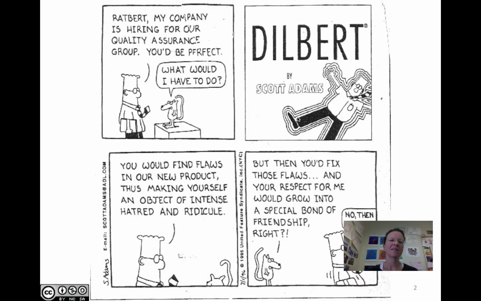So let's start with a little Dilbert. We all know it's not that funny because there is a lot of truth in the comics, I guess, but this one is particularly about quality assurance. So he's offering Ratbert to get hired for the quality assurance group. He said you'd be perfect. And Ratbert says, "What would I have to do?" "Oh, you would find flaws in our new product, thus making yourself an object of intense hatred and ridicule."